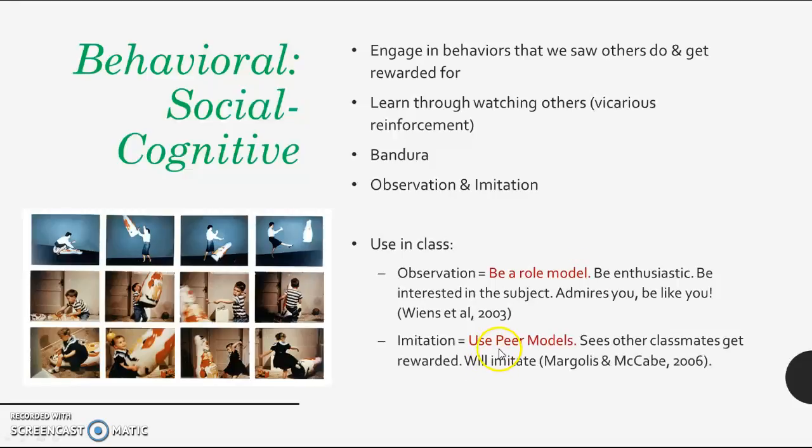So we can also use peer models. When students see other classmates get rewarded, they are likely to imitate that behavior. One thing that I use in my class is I will ask a question and say, who's going to be my gold star student for the day? I know that sounds silly at a college level, but it's so funny because the students will actually get really excited about it and try to be the first one to answer the question. And I don't end up giving a gold star or anything of that sort, but they want to be able to get rewarded.